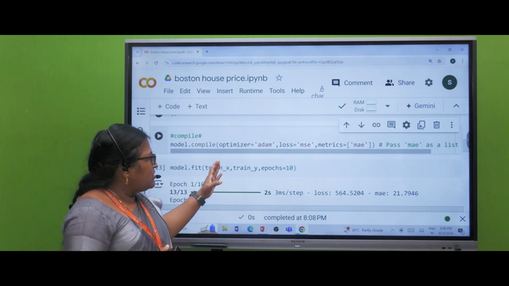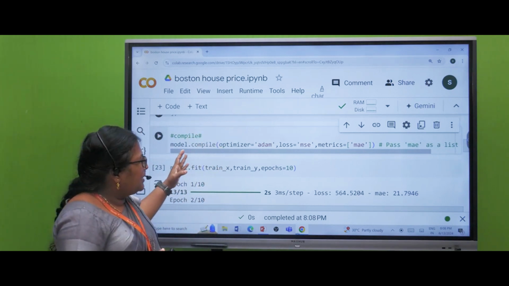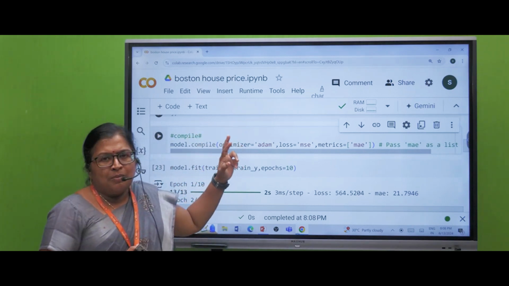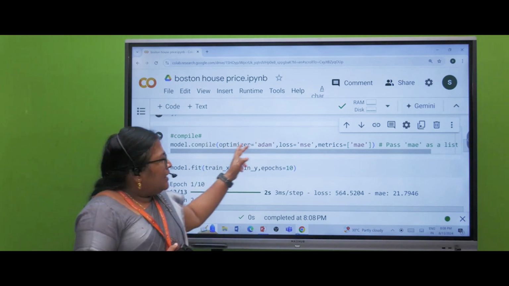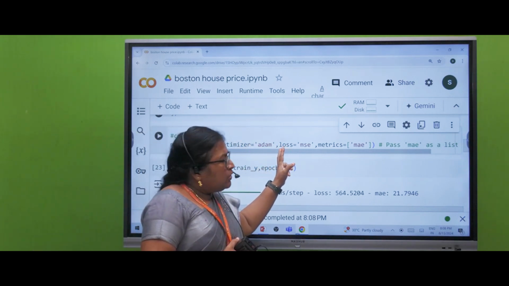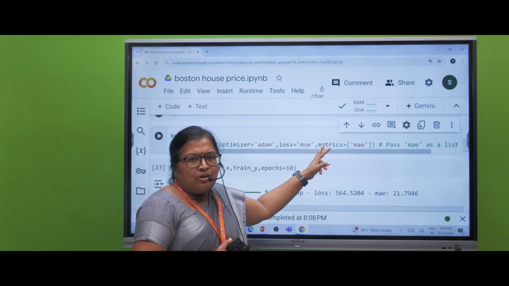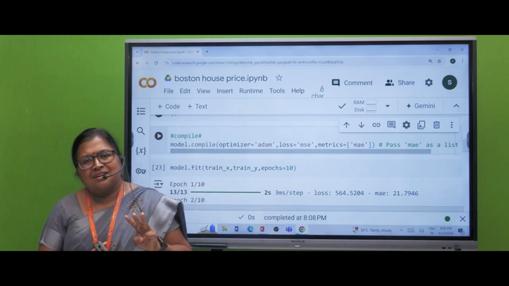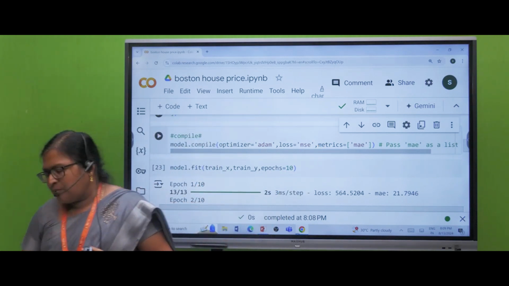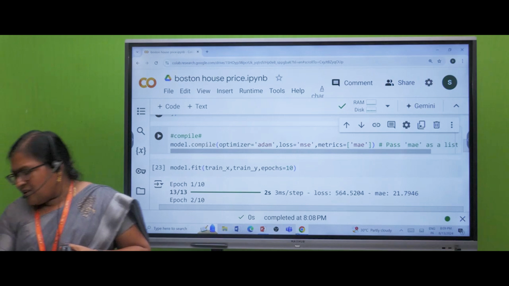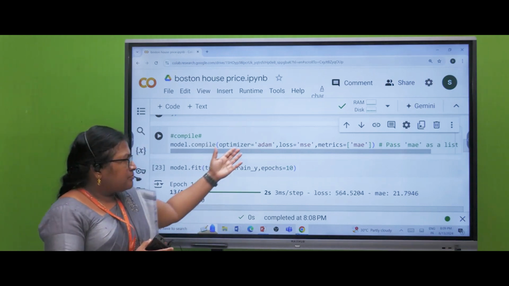So for that you have to concentrate. Whenever you compile something, you have to concentrate on what optimizer you are going to use, what loss function you are going to use, and what metrics you are going to calculate. These three things are compulsory while doing deep learning problems. So first, the optimizer is Adam.